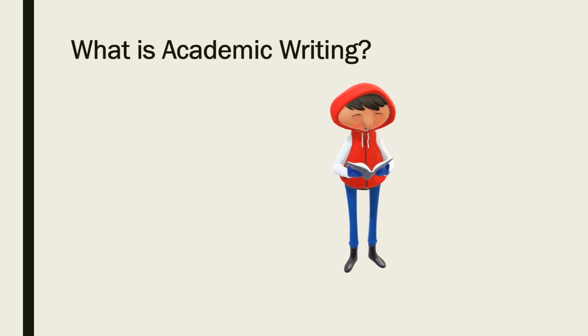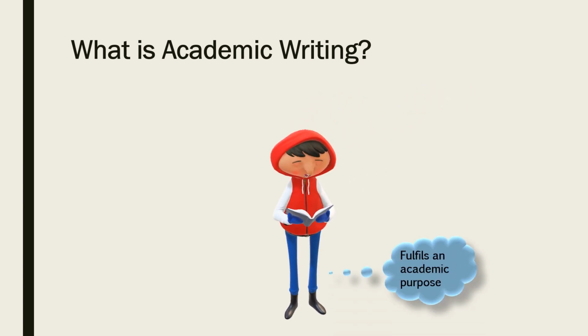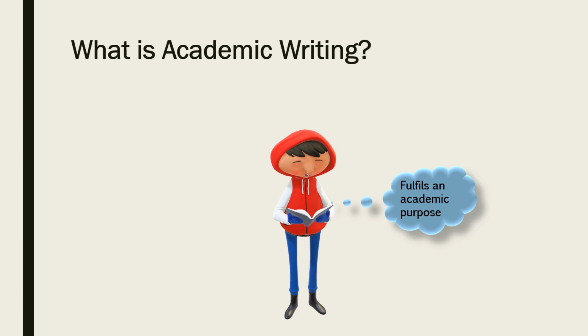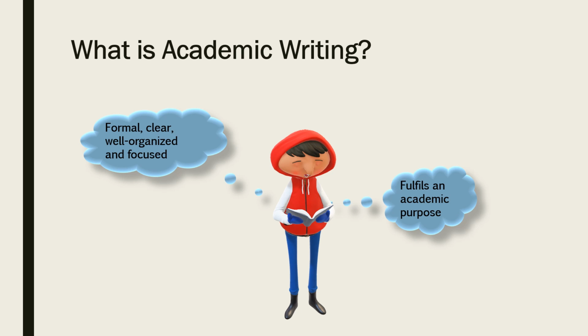So, what really is academic writing? Academic writing refers to writing that fulfills an academic purpose or task. It is writing that is formal, clear, structured, organized, and focused. Writing that is often discipline specific. This means that there are specific conventions for writing in the particular discipline and purpose for which you engage in writing. As you engage in your discipline or field of study, you will become more conscious and confident about writing in this discipline.